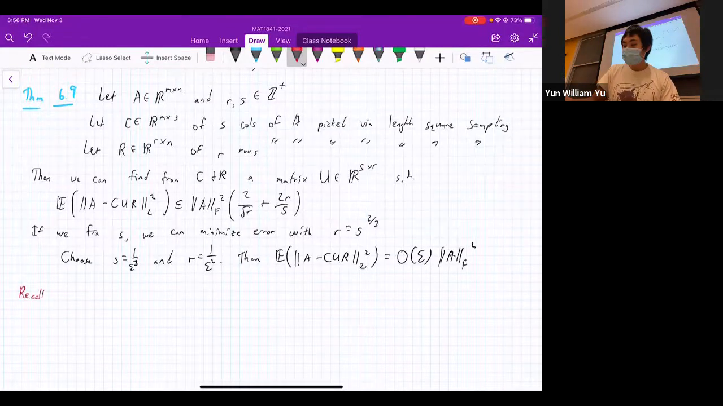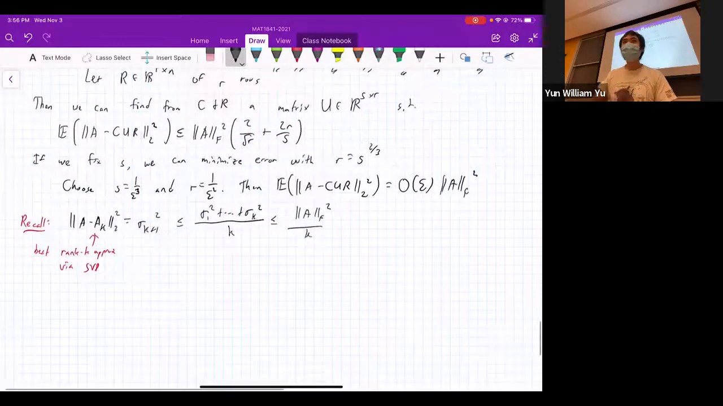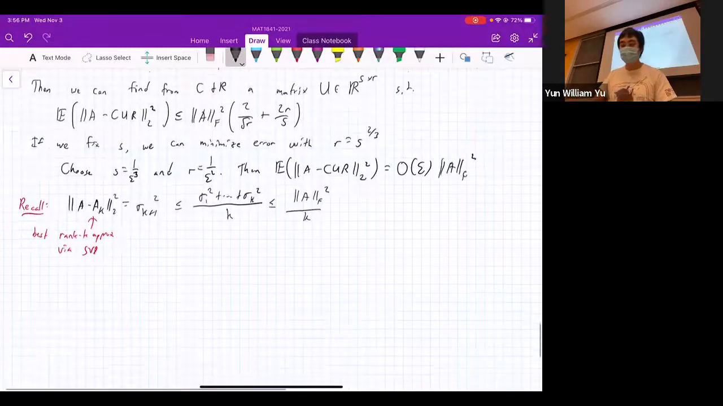And just to compare, let's recall that A minus A_k, where this is the best rank k approximation via the SVD, is just equal to sigma_{k+1} squared, which is less than or equal to sigma_1 squared plus blah, blah, blah, plus sigma_k squared over k, which is less than or equal to the Frobenius norm of A squared over k. And so it has a similar form. So basically, what we can say is that we have a similar form of error, but it's not quite as good as if we were to use the SVD. So it's basically the same story as we were telling a moment ago.